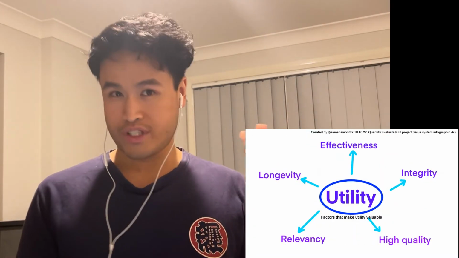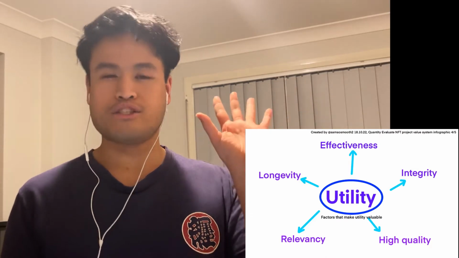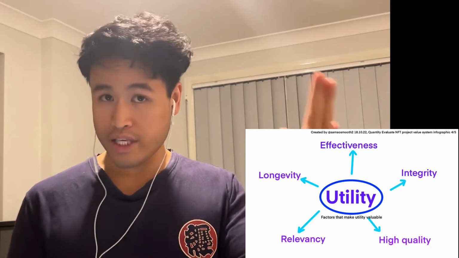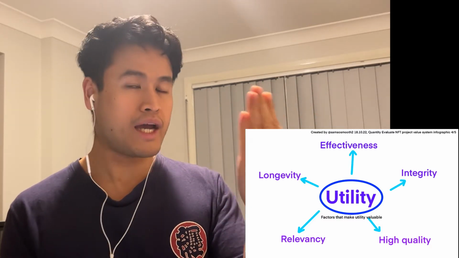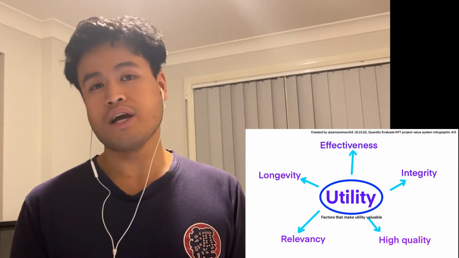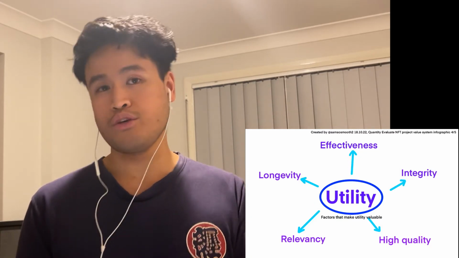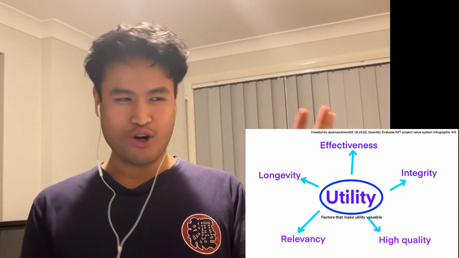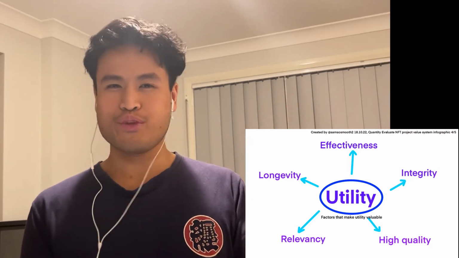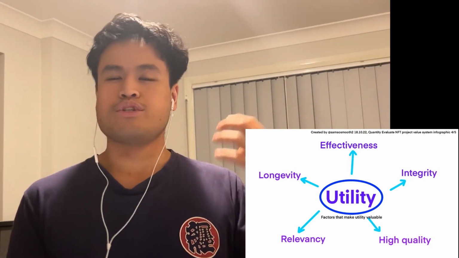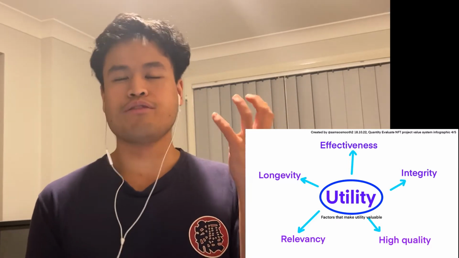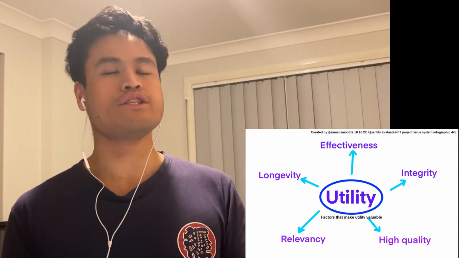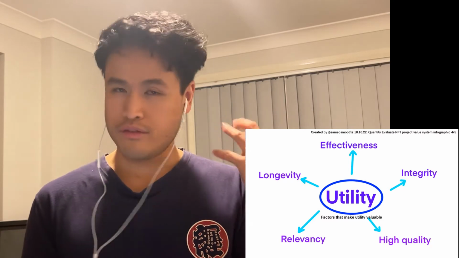Section 4. Utility. There are 5 factors that make utility valuable, and they are effectiveness, integrity, longevity, relevancy, and high quality. You need to make sure that they satisfy these quality control criteria, which helps facilitate the value of the utility. There are hundreds of examples of utility, but I won't go through them today. If a utility that a project provides is very good at fulfilling the 5 features that make a utility valuable, then it helps the utility to become more valuable or very valuable.